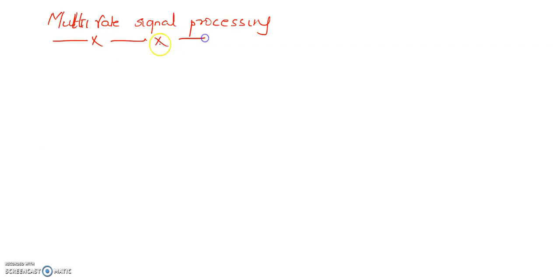When we look into interpolation and decimation, the first thing that we have to understand is regarding multi-rate signal processing. We have learned about processing of digital signals in the modules so far, but what is this multi-rate signal processing? I'll give you an idea about that.